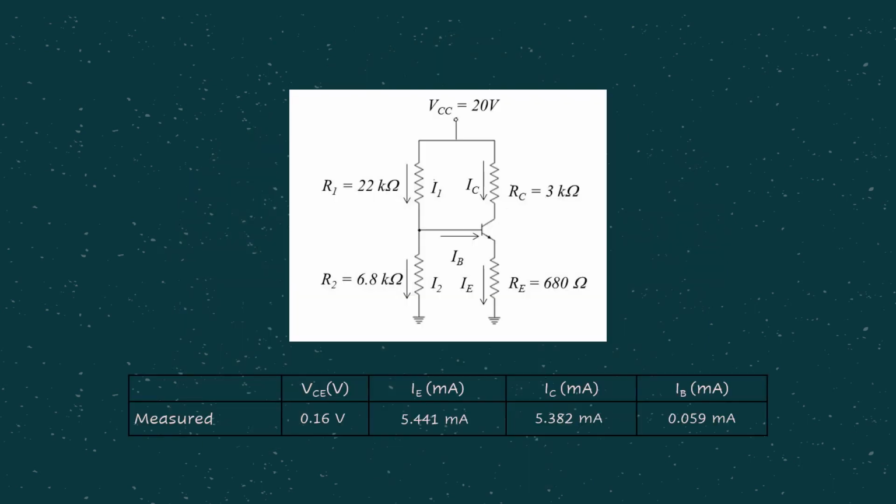You can try to do this particular example later using the voltage divider biasing circuit, finding the same thing, the currents and the voltage. The answers are given here in the table. You can try to do your own analysis to find the same things.